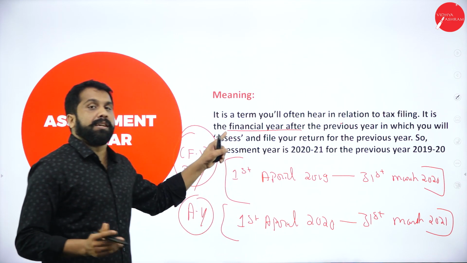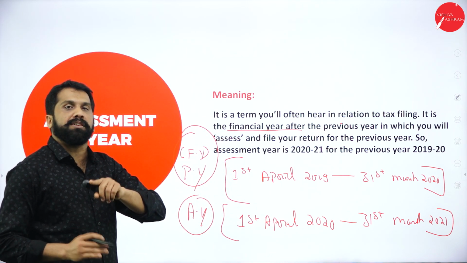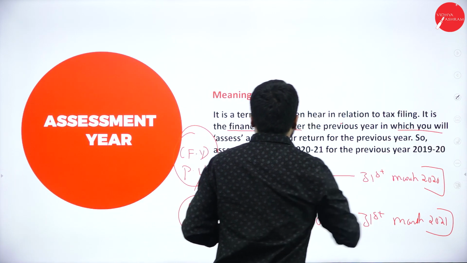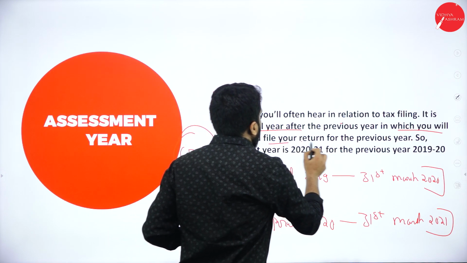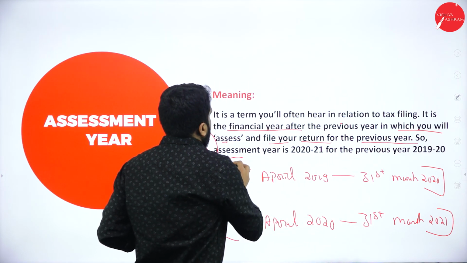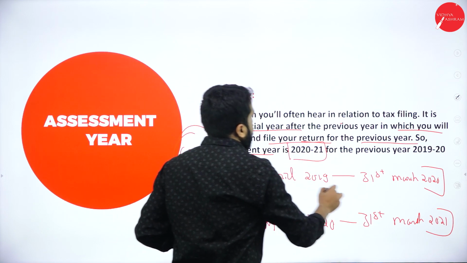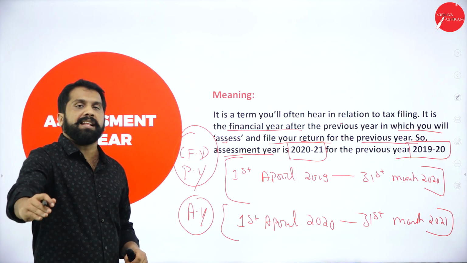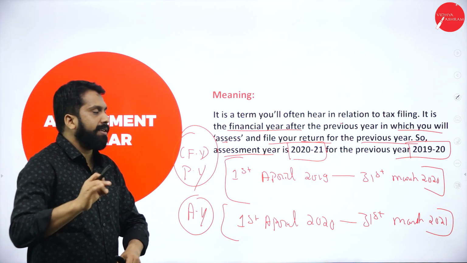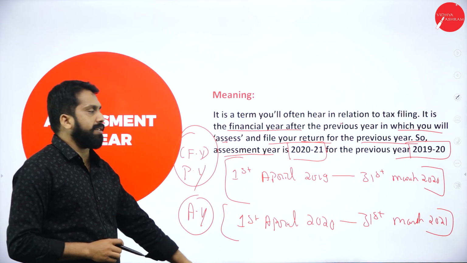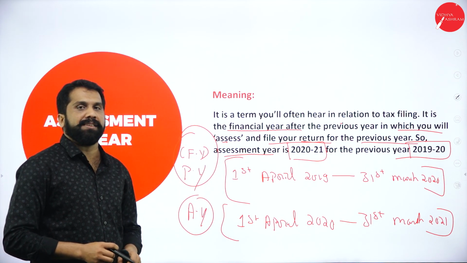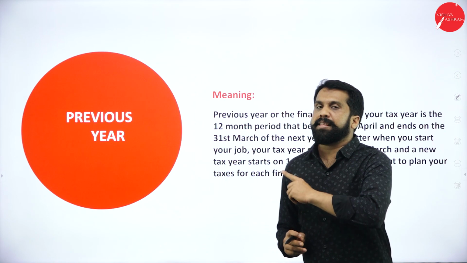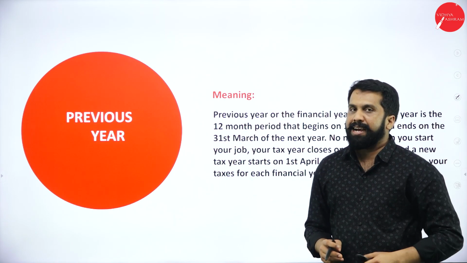As I told you, there is no difference between financial and previous. Both are one and the same. The previous year is the year in which you earn income, and you assess and file your return for that previous year. So, assessment year is 2021 and previous year is 19 and 20. For every calculation, every problem for this year, you should mention 1920 as the previous year and 2021 as the assessment year. Previous year I already explained; recall that I explained previous year as well as assessment year.